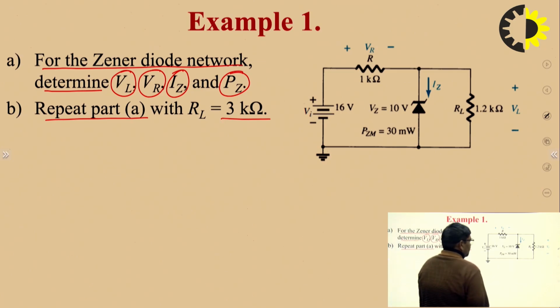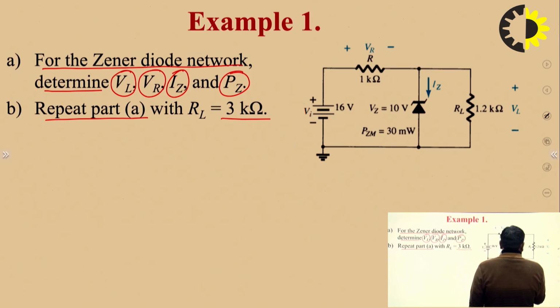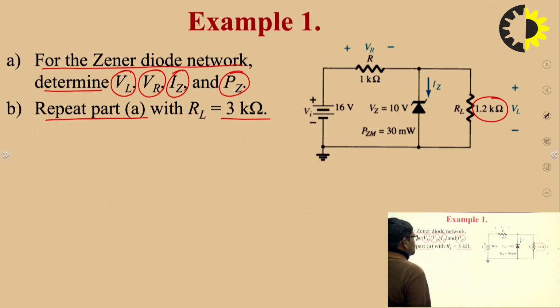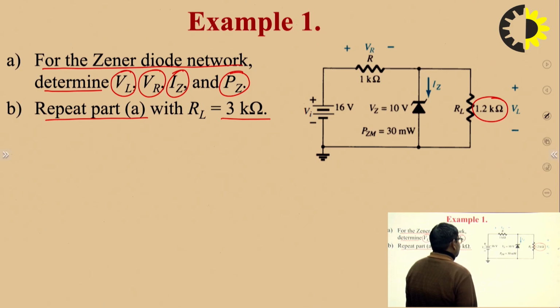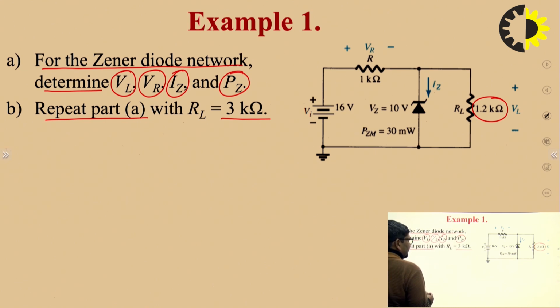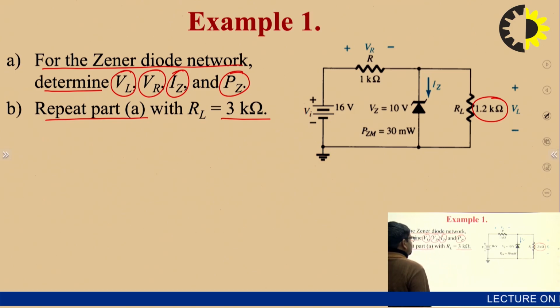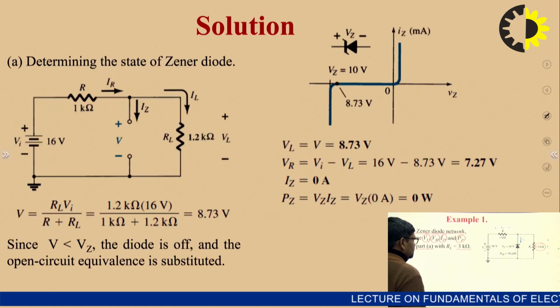So first, this question is solved with a 1.2 kilo ohm resistance, and then it is repeated with a load resistance of 3 kilo ohm. So we calculate VL, VR, IZ and PZ, and then we calculate all these terms, the load voltage, VR the voltage across the resistance, the Zener current and PZ, with the 3 kilo ohm resistance.